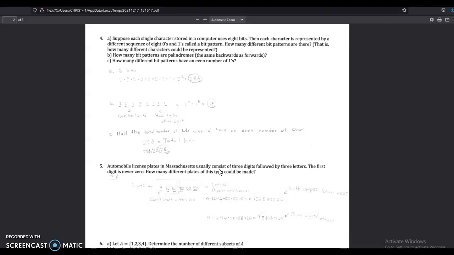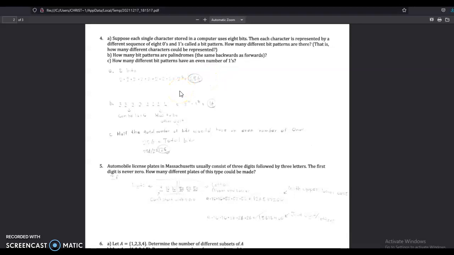So you have 8 bits, which are your 8 slots, and they can be represented in two different ways by a 1 or a 0. So I wrote 2 for every single representation. So 2 times 2 times 2 times 2 times 2 times 2 times 2 times 2, so 2 to the 8th is equal to 256 for your first one.